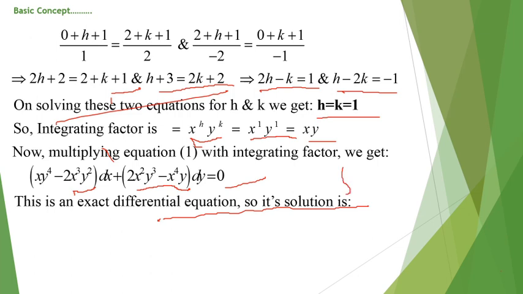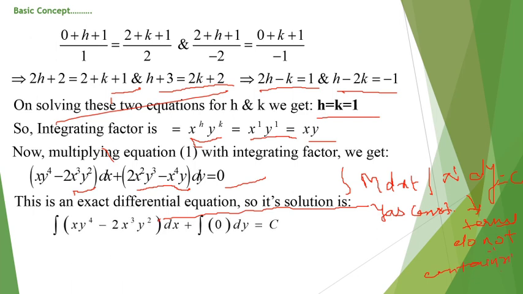What is the usual method? Integral M dx plus integral N dy is equal to the constant of integration c, where in M, y is treated as constant, and in N we take only those terms that do not contain x. So after applying this particular formula, we can rewrite the equation in this particular form.